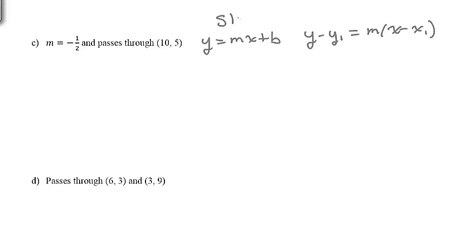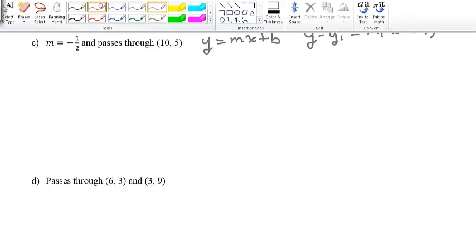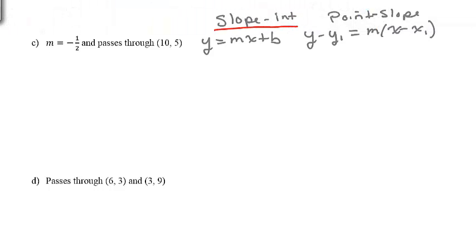So this is slope-intercept, and this is point slope. So you can use either one of those two ways. We have all the information we need to plug into either one of these. So let's do the slope-intercept way first. I'll do that way in red, and then I'll do the point slope form in blue.